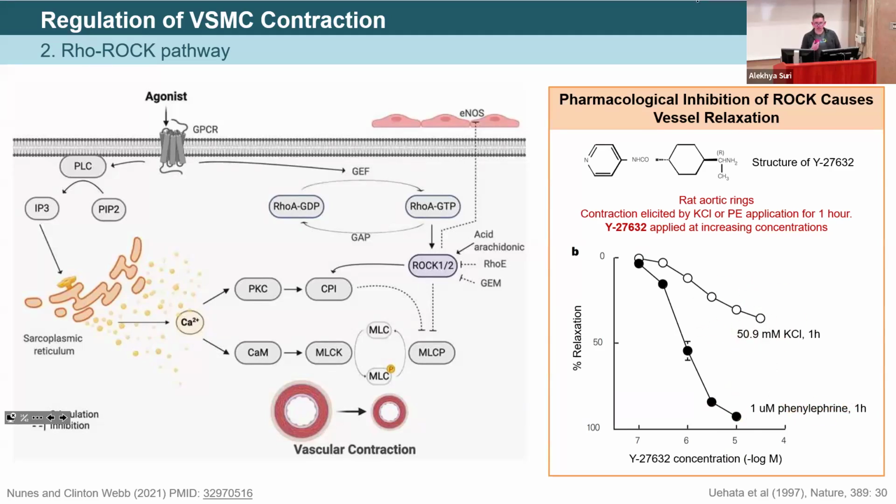The effect is not so good in the potassium chloride constricted rings. Why would that be the case?